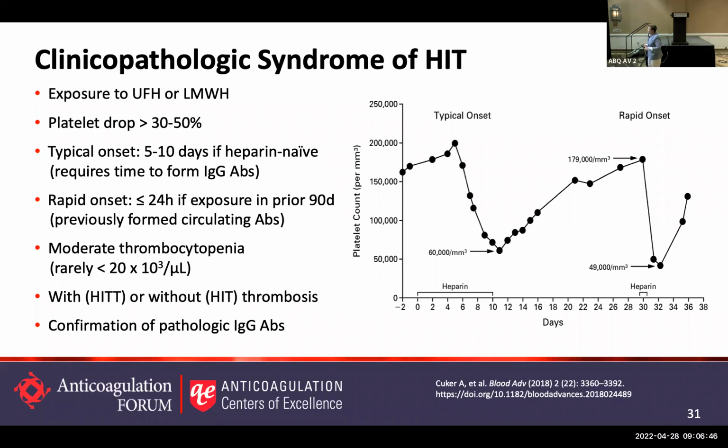If you see a platelet count that's less than 20,000, this is rare in HIT, and you should be looking for something else, and sepsis in your hospitalized patients is the #1 cause. You can have HIT with or without thrombosis, and so you have to have this clinical presentation, and you also have to have serologic confirmation of these pathogenic IgG antibodies as part of your workup.